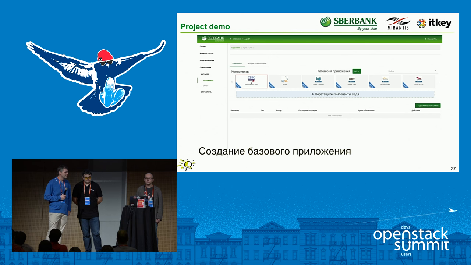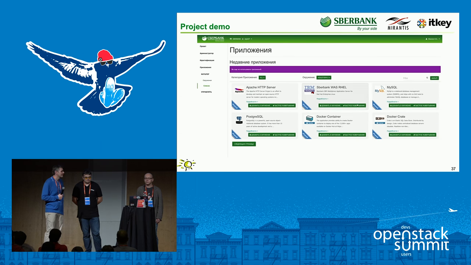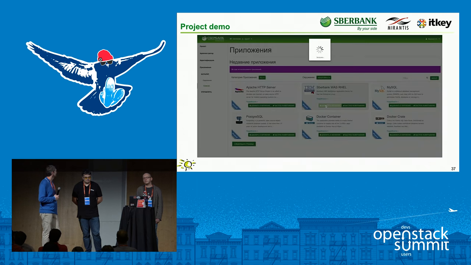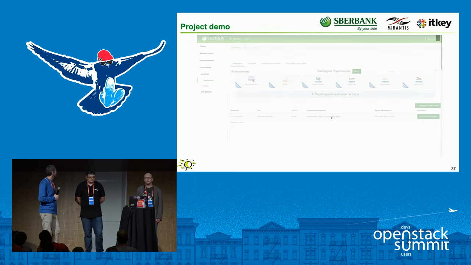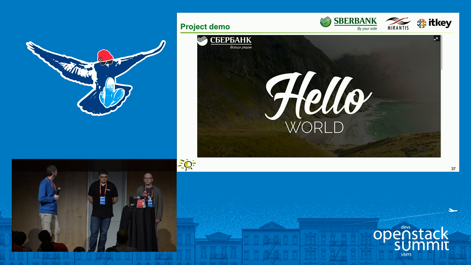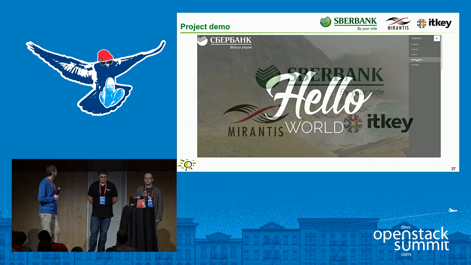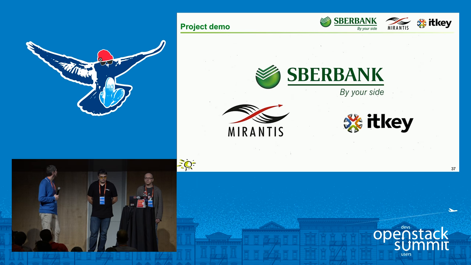Also, you've got a catalog of basic and multi-layer applications available on demand and ready to be deployed in a few minutes. That allows your agile teams to speed up decision making, product development, and delivery. Sberbank Cloud is the key to enable new service lifecycle model.